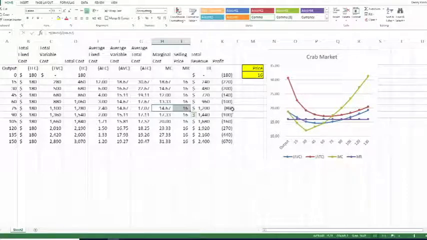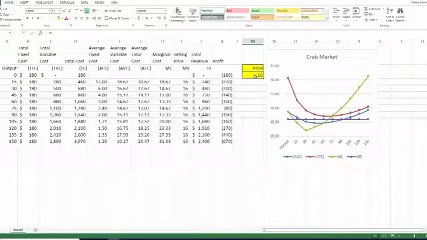Should we close down? No, that would be a mistake, right? Because if we close down and go to 0 output, like on row 3, then our profit is minus 180. Our profit is basically better. A negative 80 is bigger than a negative 180. So here we should keep going, right? We're covering basically our variable costs. If the price drops farther, then we could be in trouble.